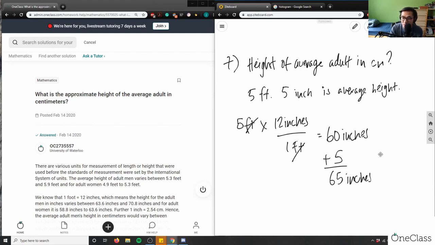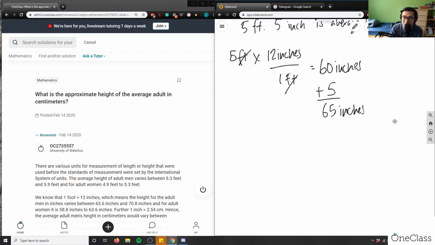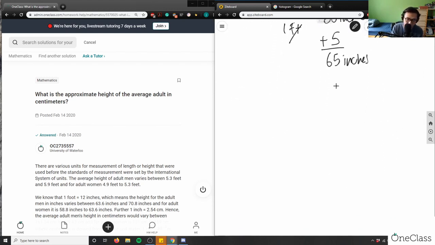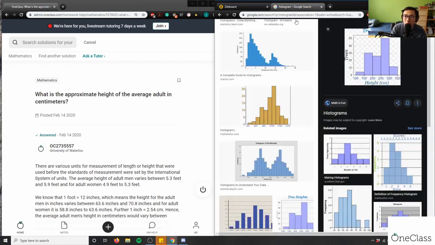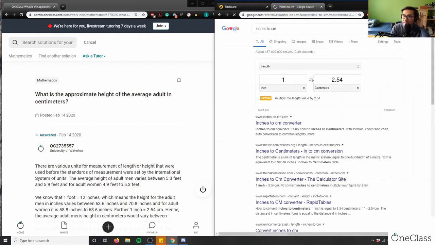So now we have 65 inches. Now we have to convert inches into centimeters. So how do we do that? We have 65 inches, and our conversion rate for centimeters, it says, is 2.54, right? 1 inch is 2.54 cm. You can also easily Google this: inches to cm is simply 2.54. The formula is 2.54.